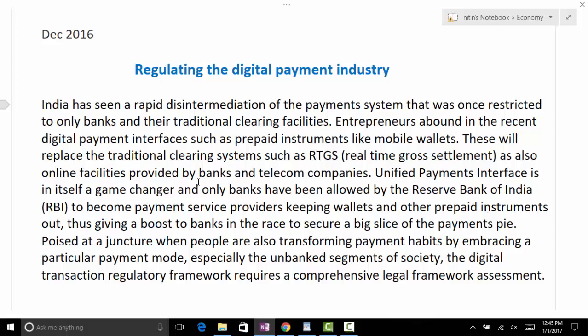So going cashless is good, but it isn't good enough if we don't have sufficient cyber infrastructure to back it, and sufficient legal infrastructure. For example, if any fraud happens, what is the legal remedy to safeguard the customer's interest? We don't have any law for it. So we should have a regulatory infrastructure as well as a legal framework to safeguard the interest of the consumers. So this is the main crux of this article that it wants to address.